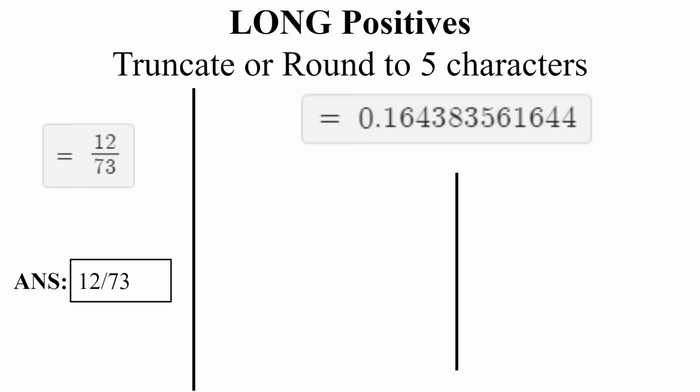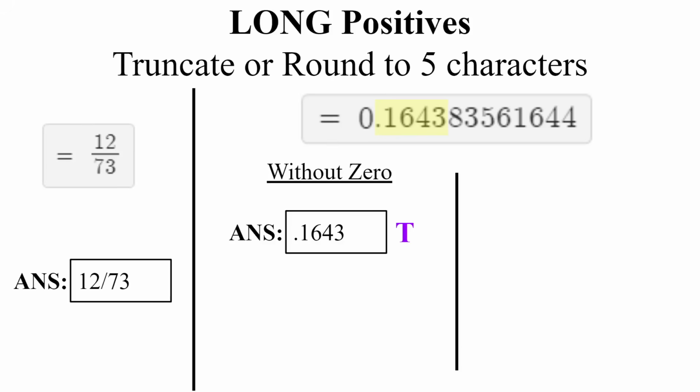So we could include or exclude the 0. Let's do without the 0 first. With 5 characters without the 0, it would be 0.1643. So that's truncating, which just means you just chop it off. Now if we rounded, we would look to the number to the right. The number to the right is 8, that's 5 or bigger, so we round up. So instead of 0.1643, the rounded answer, which would also be marked right, is 0.1644.